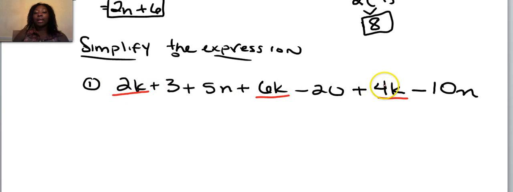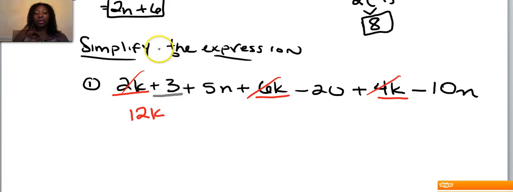They all have k's, okay, just k's, k to the first power. So we go ahead and combine those. So you can do 2k plus 6k is 8k, plus 4k is 12k, okay, and that's the case. I like to underline, and once I'm done, I just cross out like this to show that I'm done. That way I don't go back and do it again. Next, I have numbers. 3. Okay, it doesn't have any variable.